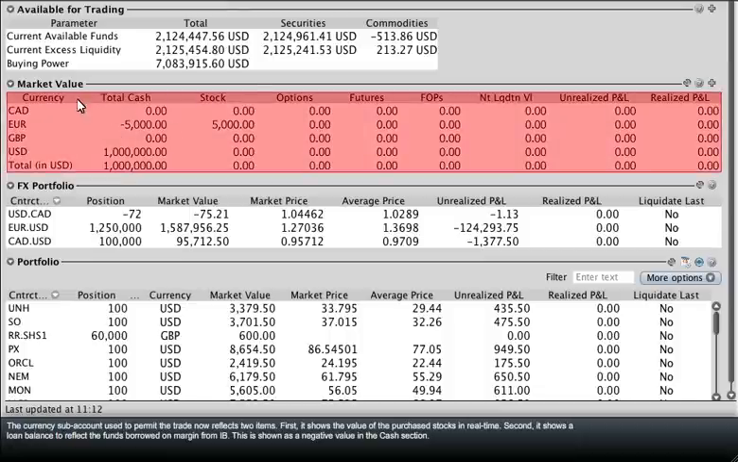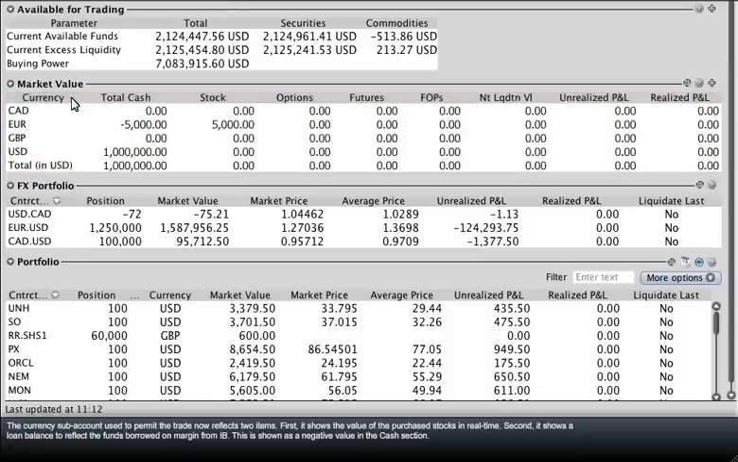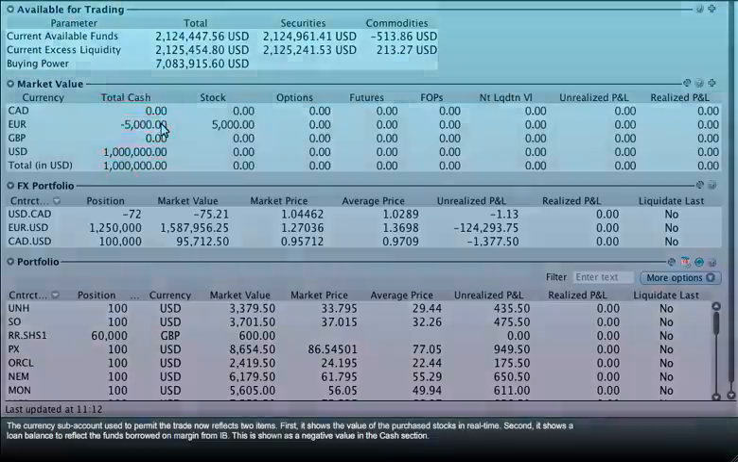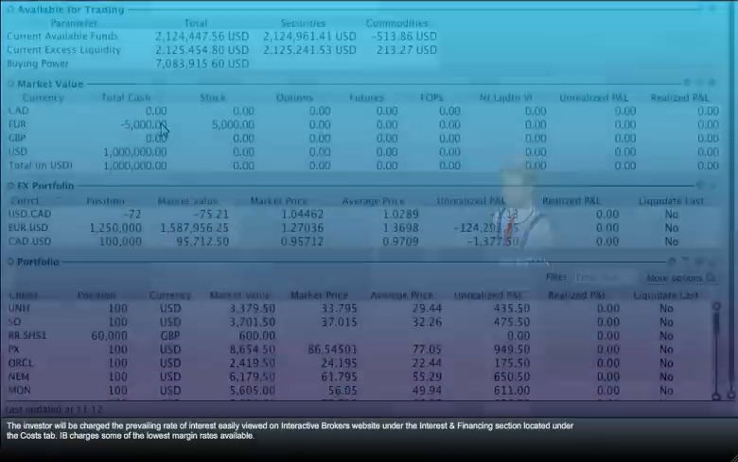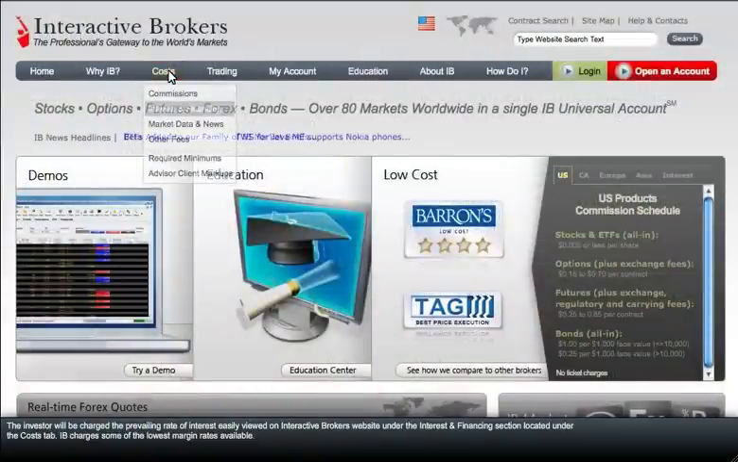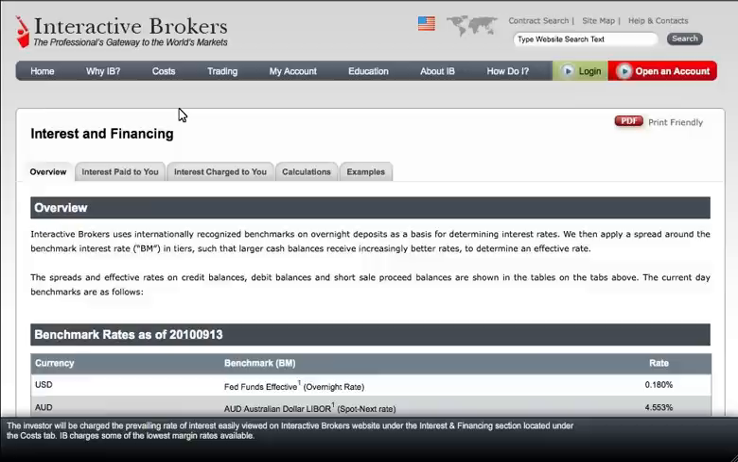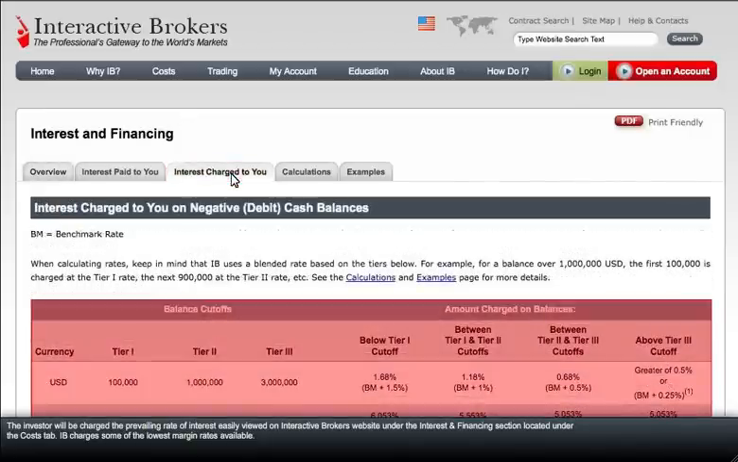The currency sub-account used to permit the trade now reflects 2 items. First, it shows the value of the purchased stocks in real time. Second, it shows a loan balance to reflect the funds borrowed on margin from IB. This is shown as a negative value in the cash section. The investor will be charged the prevailing rate of interest, easily viewed on Interactive Brokers' website under the Interest and Financing section, located under the Costs tab. IB charges some of the lowest margin rates available.